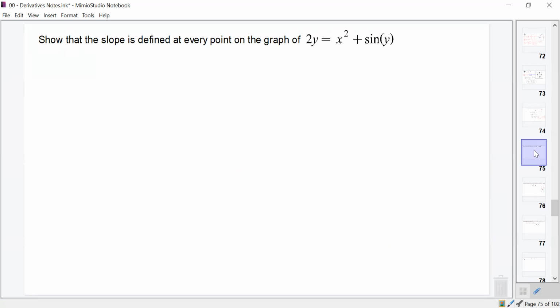Now we're being asked to show that the slope is defined at every point on the graph of 2y equals x squared plus sine y. So we'll take a derivative using implicit differentiation to get 2 dy/dx equals 2x plus cosine y dy/dx. The 2 dy/dx is the derivative of 2y with respect to y multiplied by dy/dx. The 2x is, of course, the derivative of x squared with respect to x, and the cosine y, that's the derivative of sine y with respect to y, times dy/dx.